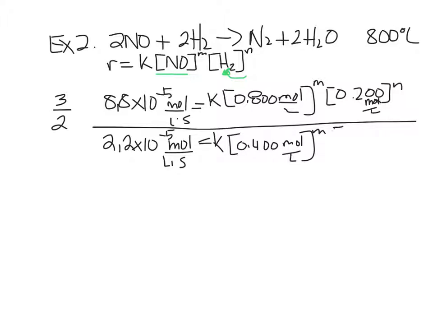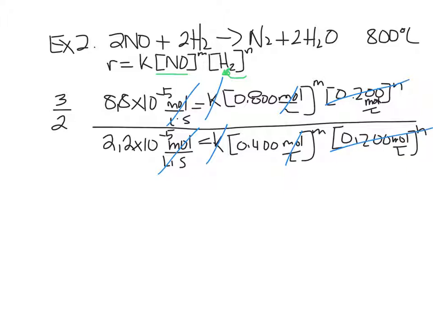times the concentration of H2. So, cancel out what's on the top and the bottom. K is gone. Mole per liter per second is gone. The units are gone because they are to the same exponent. And then H2 is gone because that also stays constant.